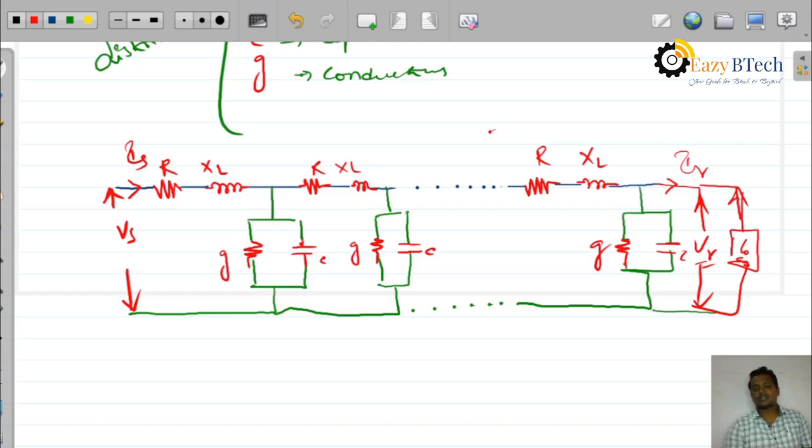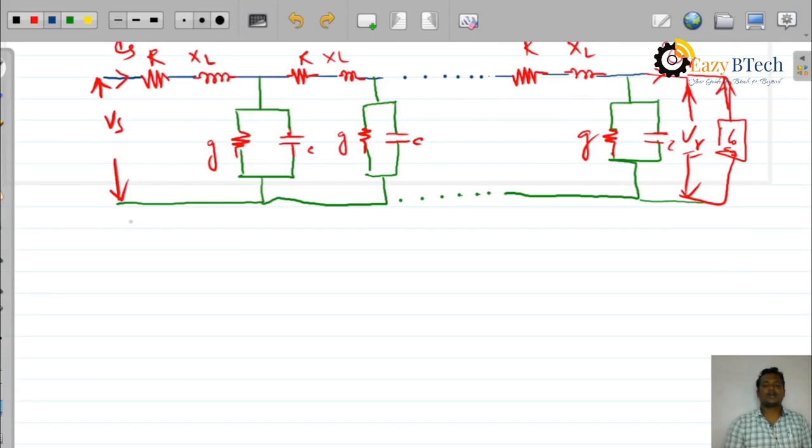If you assume that RLCG parameters are distributed parameters, what happens here? If you excite the sending end, immediately the voltage is not available at the receiving end, because of the inductance and capacitance. We know that the inductance does not allow sudden changes in the current. Therefore, initially it acts as an open circuit, then there is no energy for the remaining circuit. After some time, it allows the current. And we know that capacitance does not allow sudden changes in voltage. Then it acts as a short circuit, and there is no energy for the remaining circuit. Like that, the transmission line is energized and after some time it reaches the receiving end. Okay, this is actually happening in overhead long transmission.